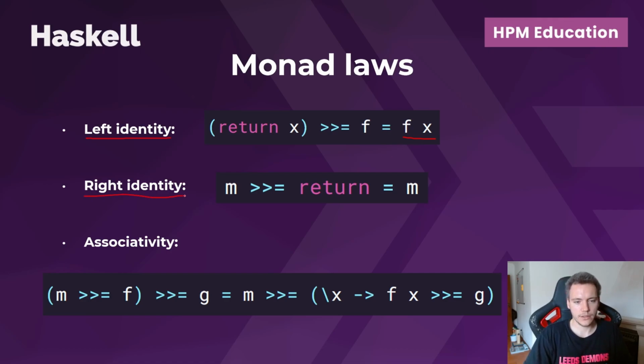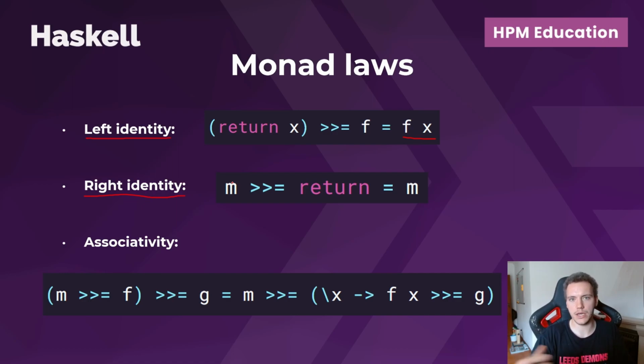The right identity law says that m bound to return is equal to m. So some monadic value m bound to the return function is the same as m. This also makes sense because m is a monadic value, right? So if the function we are binding it to is just return, the bind operator is going to extract the value from m. So it's some value.